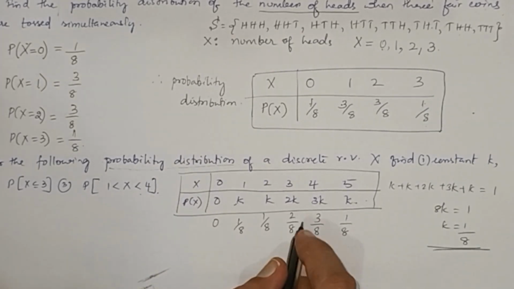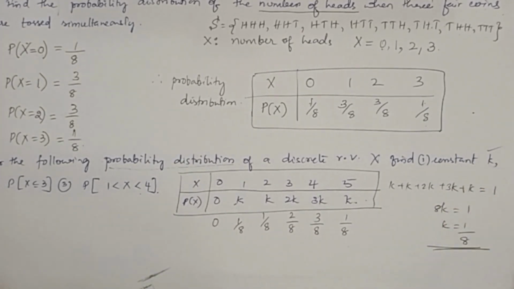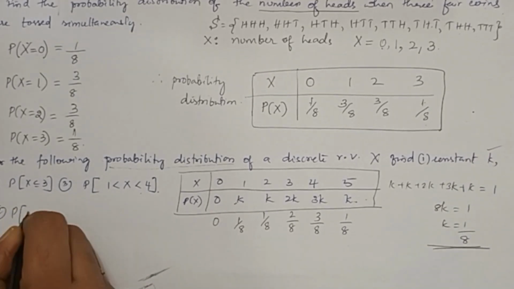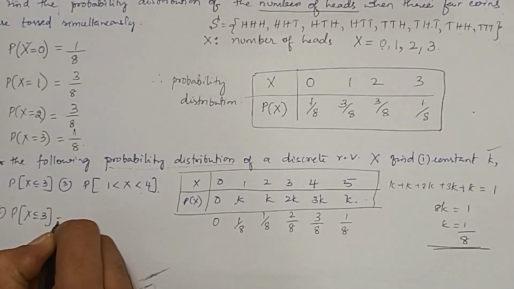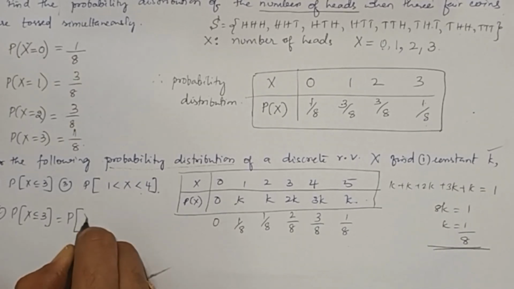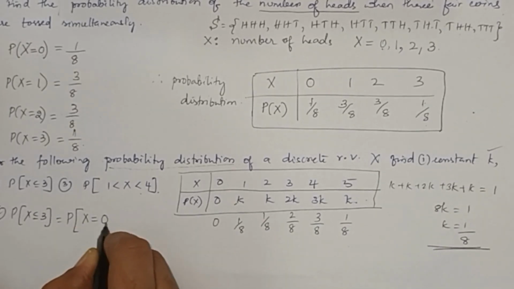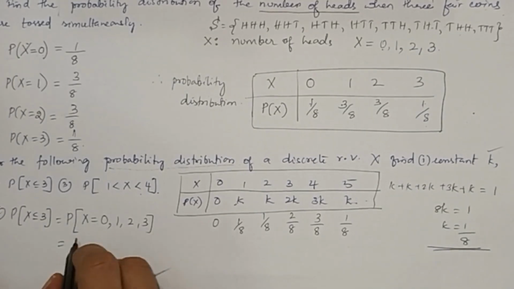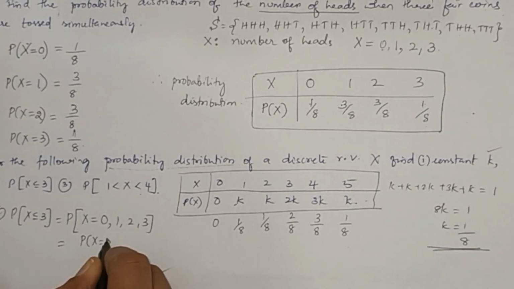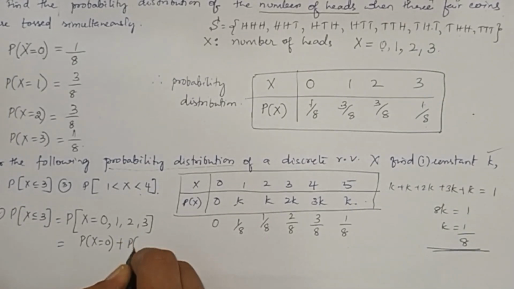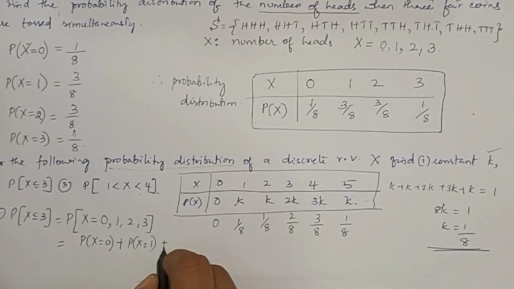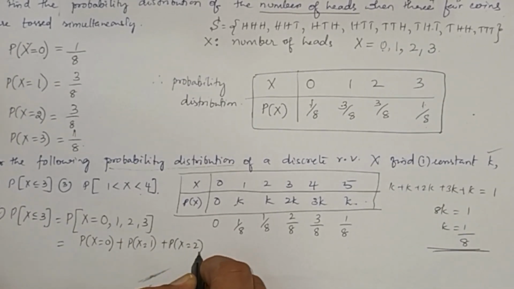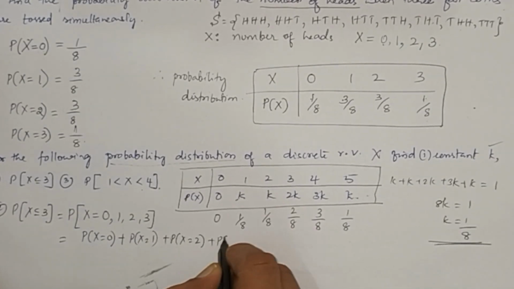Now you want the first question answer we got. Second question, P of x is less than or equal to 3. P of x less than or equal to 3 means x will take the values 0, 1, 2, 3. Therefore, you have to find out one by one: P of x equal to 0, plus P of x equal to 1, add all these values, P of x equal to 2, then plus P of x equal to 3.